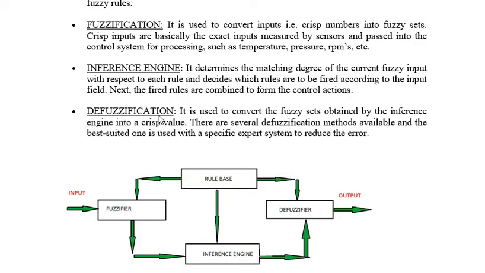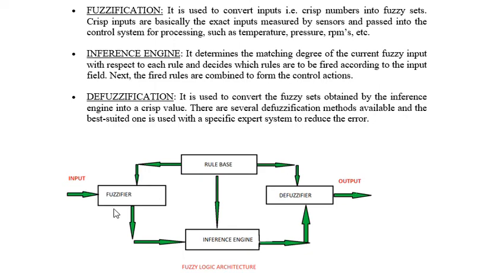Next, what will the inference engine do? The input fuzzy set passes to this engine, and from it the output fuzzy set goes to the defuzzifier. It determines the matching degree of the current fuzzy input with respect to each rule, and decides which rules are to be fired according to the input, meaning which rule is appropriate to the particular input. Next, the fired rules are combined to form the control actions. It's very easy to understand, simple English words.